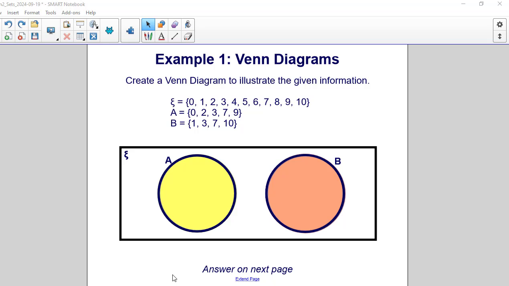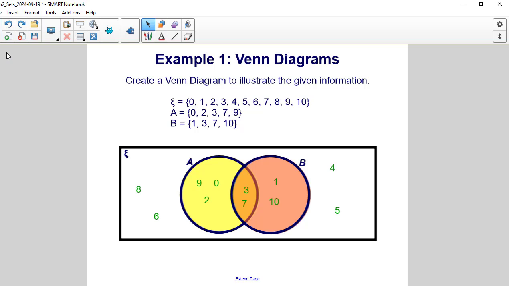If you've had time to put the answers into the proper set, I'm now going to proceed. This is what the proper answers would look like. Set A contains 0, 2, 3, 7, and 9. Set B contains 1, 3, 7, and 10. Why are 7 and 3 contained in the intersection of sets A and B? That's because they're contained in both sets. Notice that 4, 5, 6, and 8 are outside of the circles. That's because they are not in set A or B.